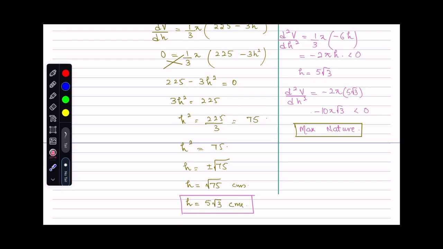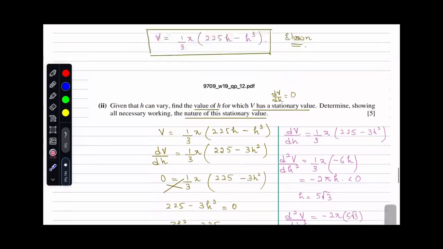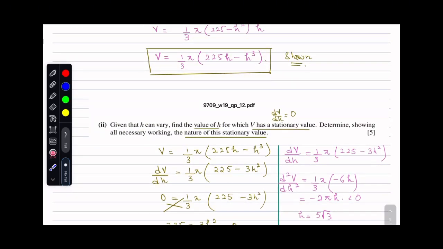Then h shall be equal to plus minus, again ignoring the negative sign because of the height, it should be the positive square root of 75, or I can say that my h here is 5 square root of 3 centimeters. So I'm done with the first part, which said find the value of h for which v has the stationary value.